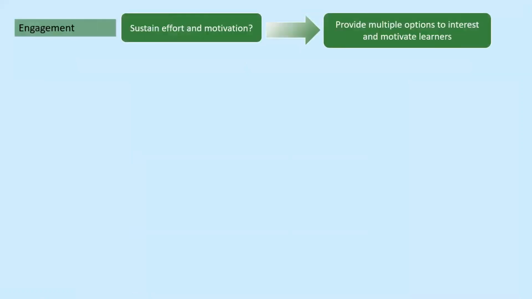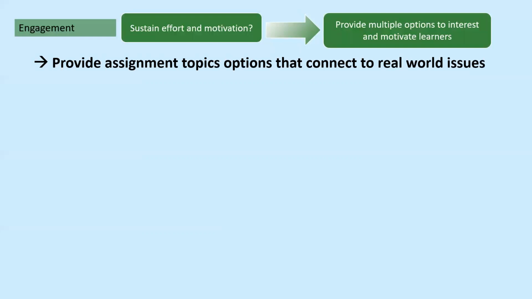Next, let's look at the engagement network and assess whether or not course materials help motivate students. Learners, of course, are motivated in a wide variety of ways. However, we do know that learners that have buy-in will also absorb the material better. Therefore, one solution is to connect course materials to real-world issues.